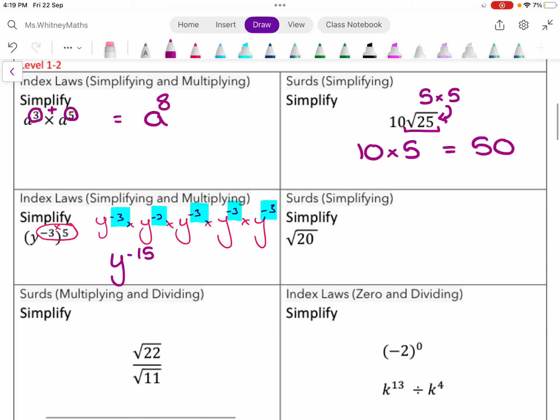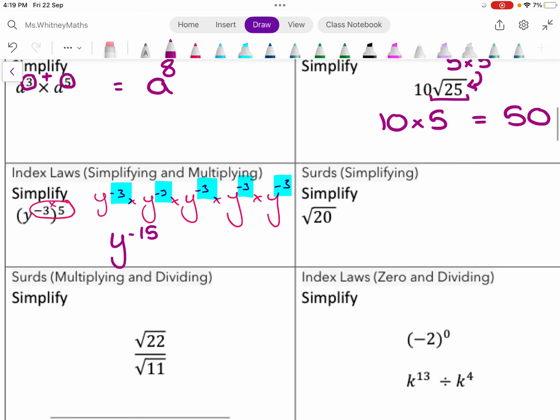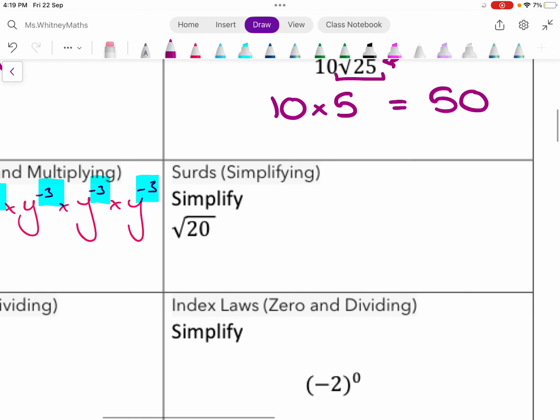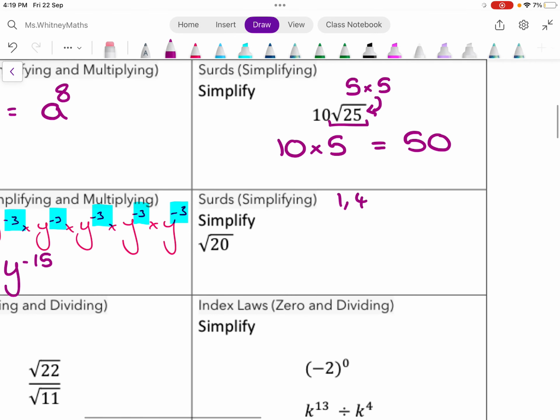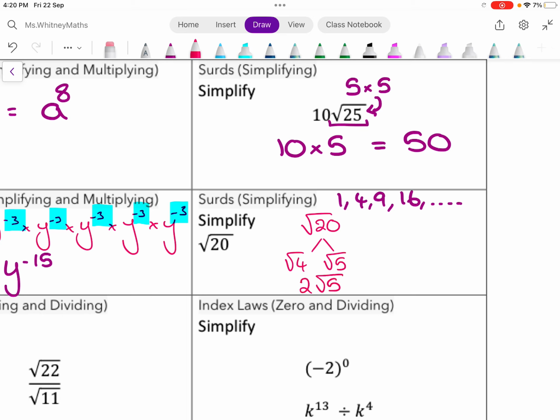Simplifying a surd, so we have root 20 here to simplify. Let's think about our square numbers. Which one of these goes into it? So we have root 20 can be split up into root 4 and root 5. That becomes 2 root 5 because the square root of 4 is 2.